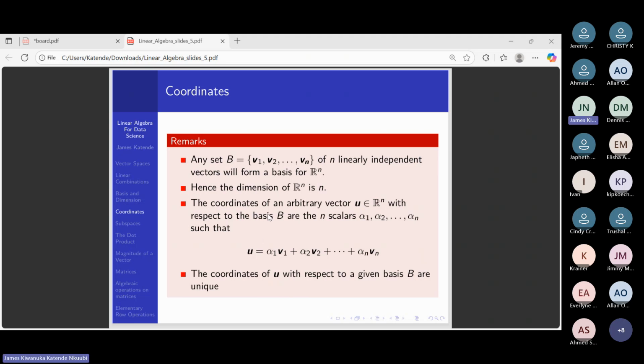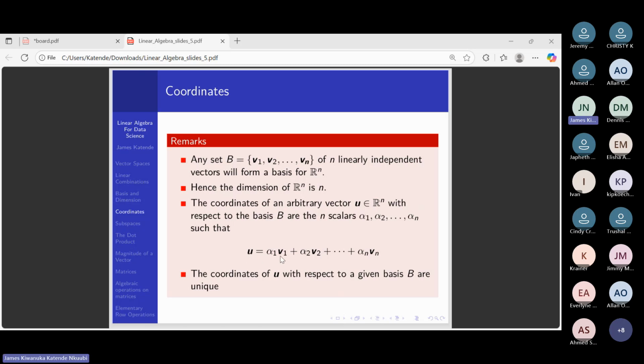The important thing is this: you have a basis. In other words, for the vector space Rn, any set of n linearly independent vectors. For instance, if n is 10, these vectors must be 10 and they must be linearly independent. As long as they are linearly independent, they will form a basis for Rn, and therefore the dimension for Rn must be n. And once you have a basis, by definition, it is possible to write any other vector as a linear combination of the vectors in this basis.